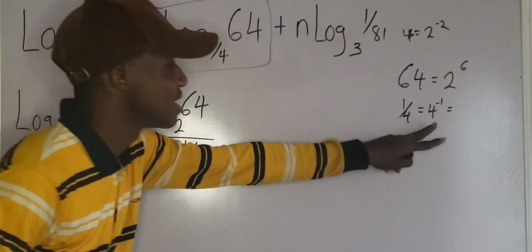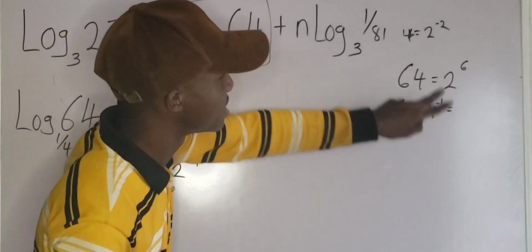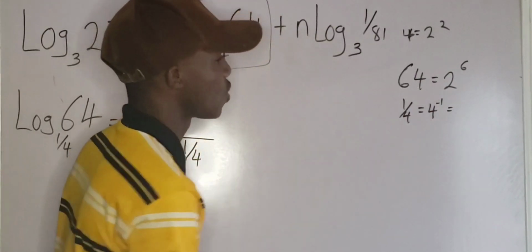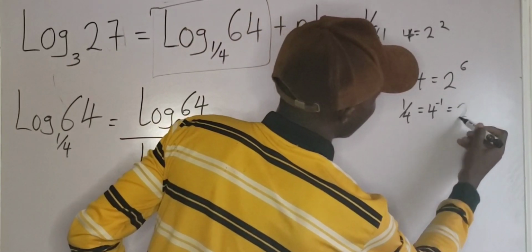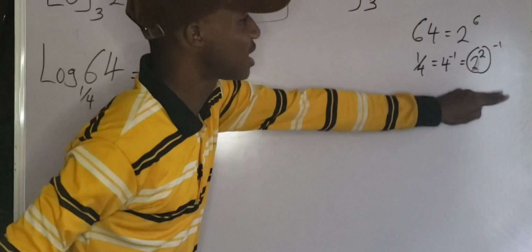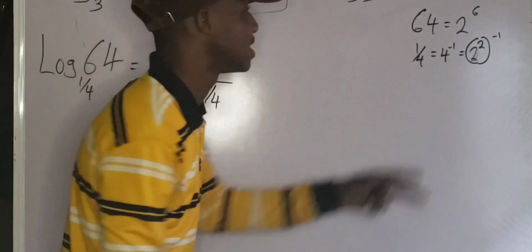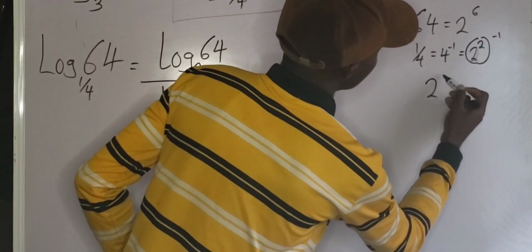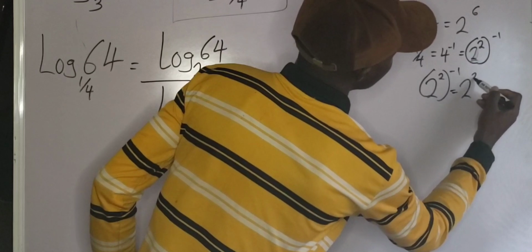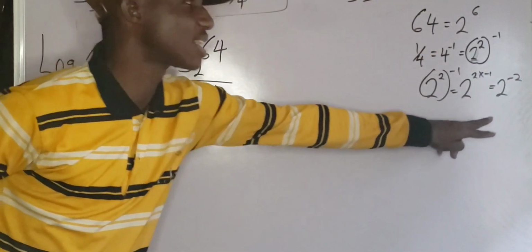Okay, so look at this. 1/4 can be written as 4 raised to the power of -1, and 4 itself can be written as 2 raised to the power of 2. So for this, I'm going to have 2 raised to the power of 2, all raised to -1. Do you understand how I got this? I just represented 4 as 2 raised to the power of 2. So 2 squared raised to the power of -1 can be written as 2 raised to the power of 2 times -1, which is 2 raised to the power of -2. I'm very sure you understand how I got this.